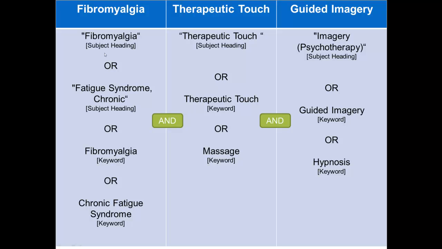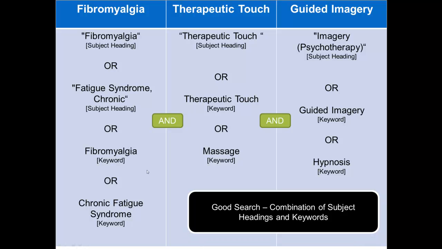And so what I would do here is I would or these all together to pull every article that either had fibromyalgia as a subject heading or chronic fatigue syndrome as a subject heading or has either of those terms as a keyword, therefore ensuring that I'm finding all of the articles, and so the number of articles I'm going to get are pretty large. I would do the same thing when it comes to therapeutic touch and guided imagery. There'll be a large number for fibromyalgia, a large number for therapeutic touch, and a large number for guided imagery. And then if I wanted to ensure that the articles I received discussed all three, I could use the and to bring them together. And that's how you use the and or to develop the relationships in order to ensure that you're getting everything that you need.